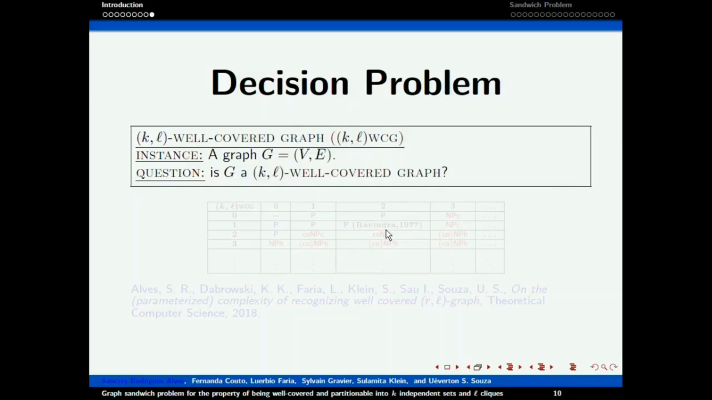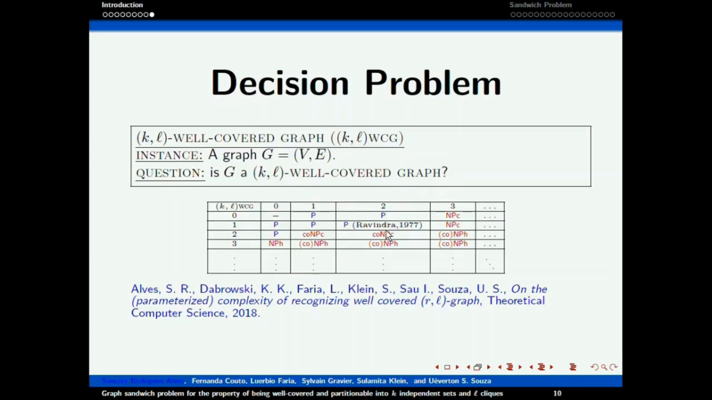The KL well-covered graph decision problem, KLWCG, was introduced in 2018 and consists of an instance, a graph G, and the question is whether G is a KL graph and well covered simultaneously. The complexity table of the decision problem is shown below. In this table, we note that there was already a result for the case 2-0 WCG, the bipartite well-covered graphs, which was solved by Ravindra in 1977.